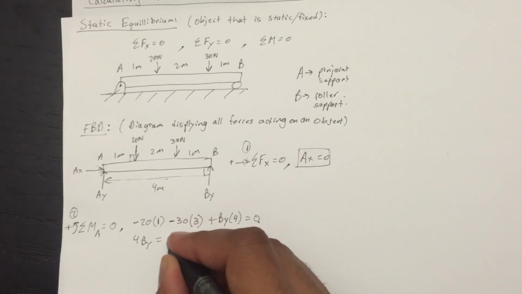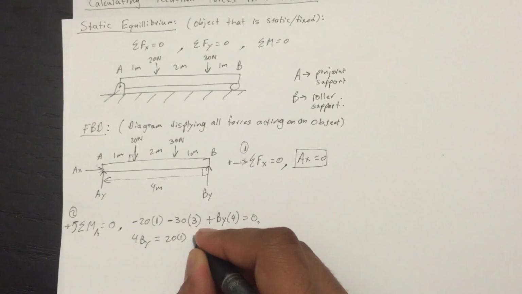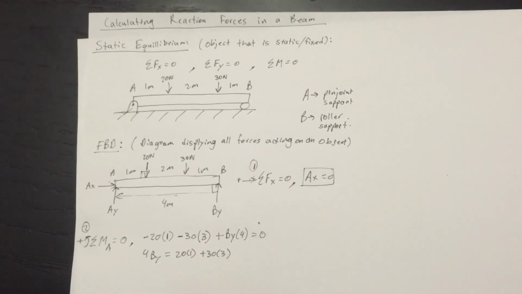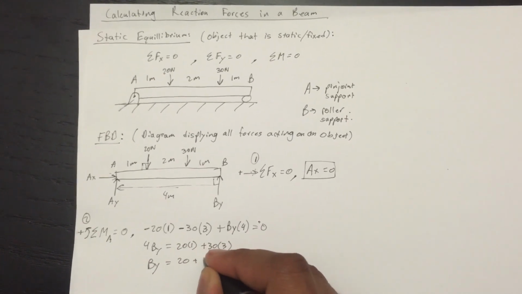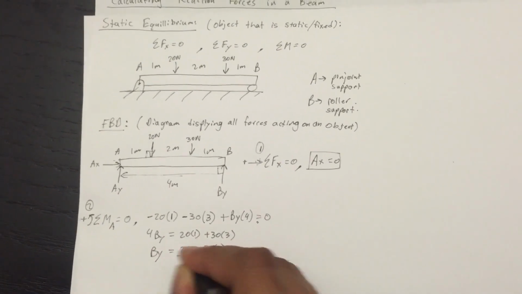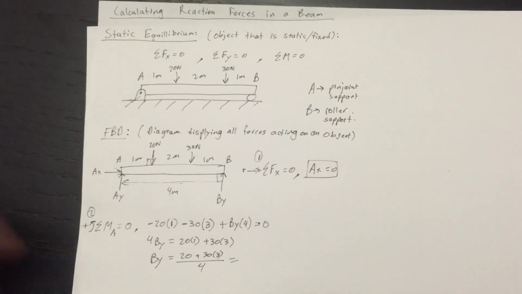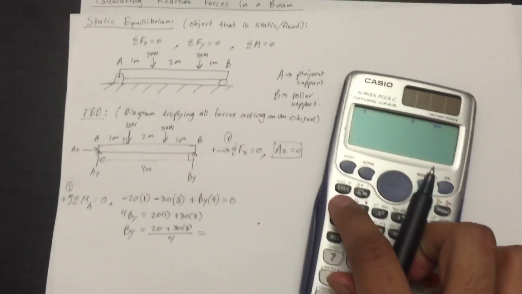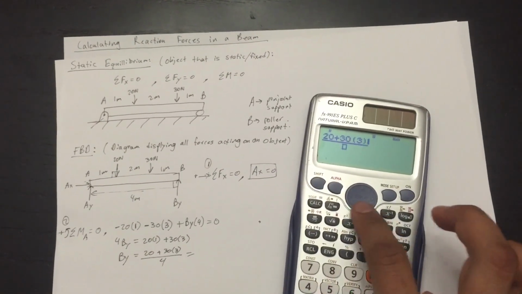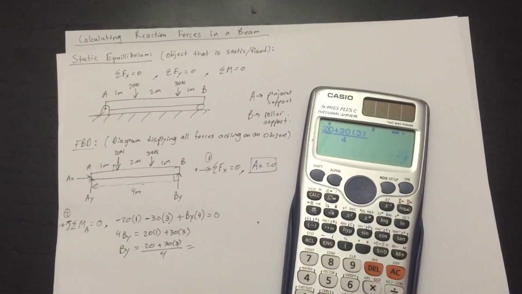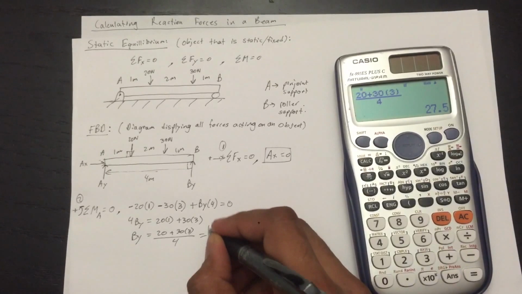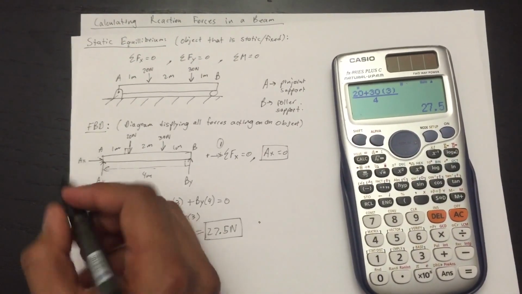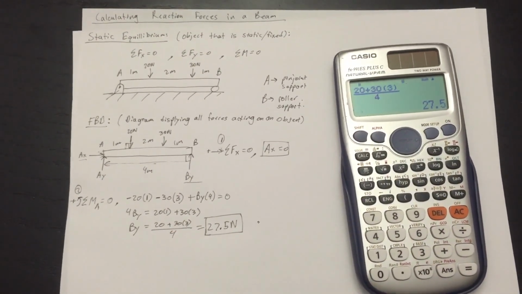So BY, 4BY equals positive 20 times 1 plus 30 times 3. BY will equal (20 plus 30 times 3) over 4. So BY equals, let's get our calculator, (20 plus 30 times 3) over 4. That gives us 27.5 newtons. So we know our AX reaction force, we know our BY reaction force.